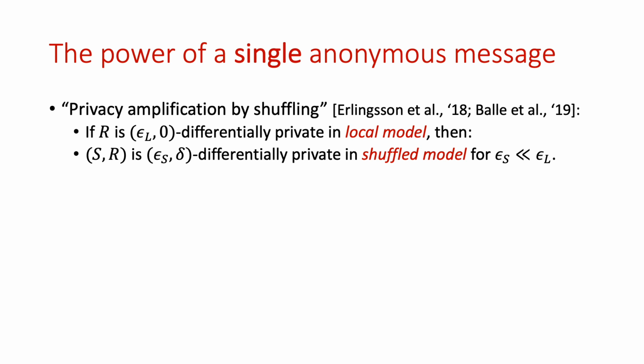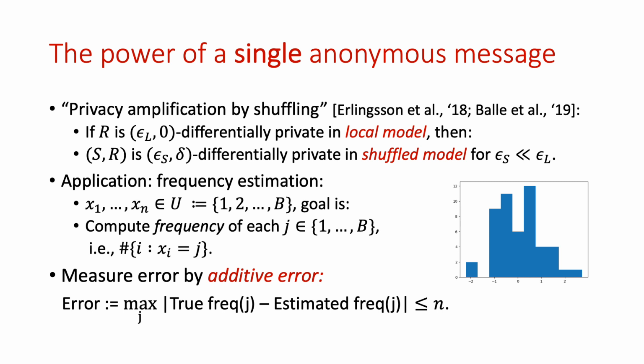Then when we shuffle these messages, the resulting single message shuffle model, denoted by S_R, is epsilon_S, delta differentially private in the single message shuffle model for some privacy parameter epsilon_S, which is a lot less than epsilon_L, and for some delta which is not too large. These results are neat because they can essentially allow us to design single message shuffle model protocols in a black box manner by first taking a locally differentially private protocol with a bad privacy parameter, then amplifying it using privacy amplification by shuffling. And one application of this design principle is for frequency estimation protocols.